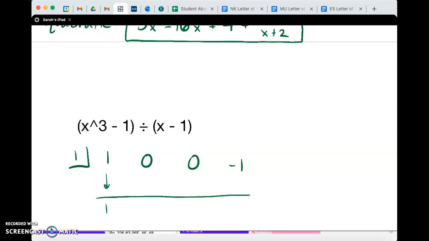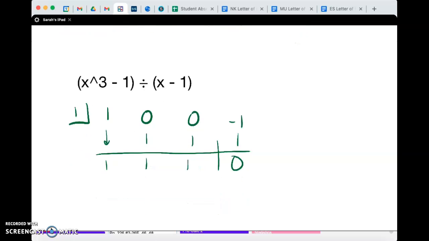Then we start multiplying and adding. 1 times 1 is 1. 0 plus 1 is 1. 1 times 1 is 1. 0 plus 1 is 1. 1 times 1 is 1. -1 plus 1 is 0. So I write remainder is 0, so I don't have that fraction in my answer. But what's my polynomial? X squared plus x plus 1. All my coefficients are 1 with a constant of 1. Okay.